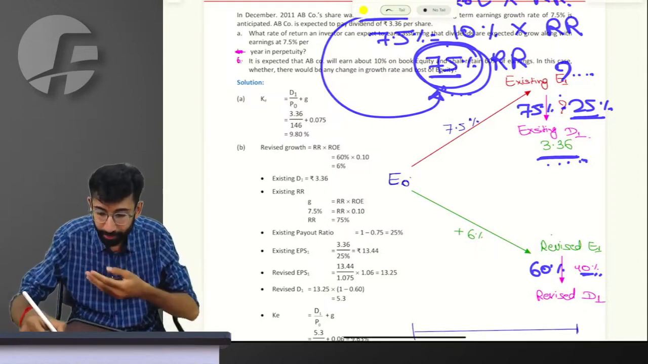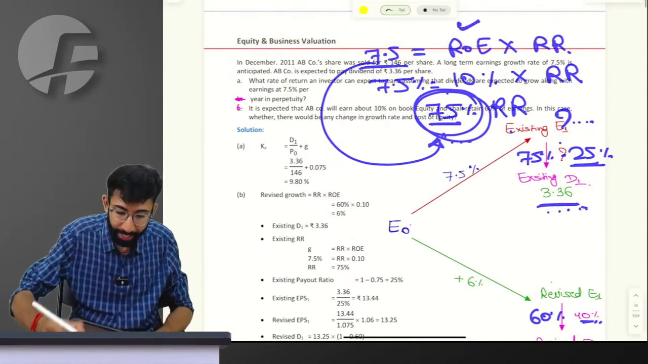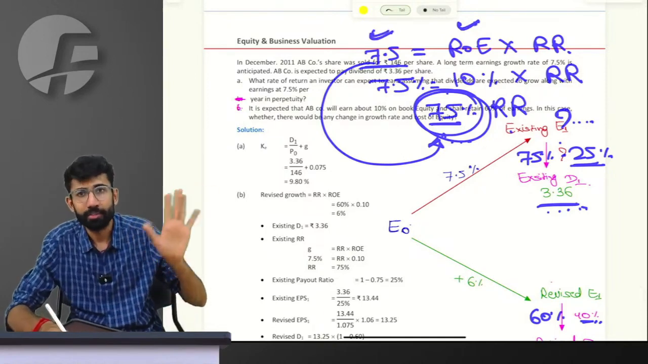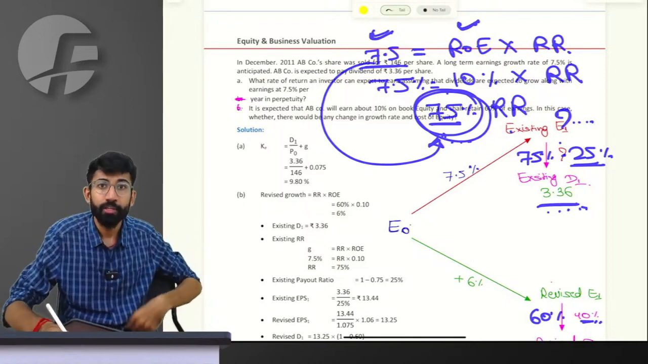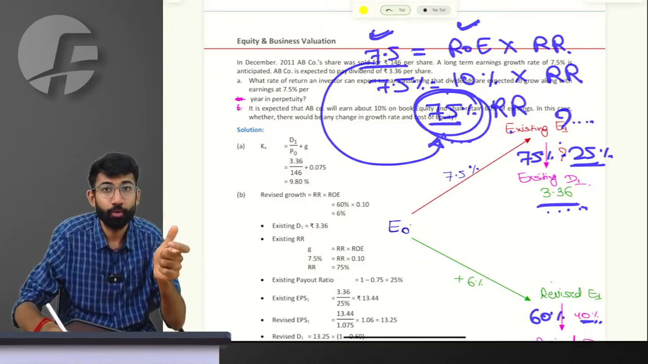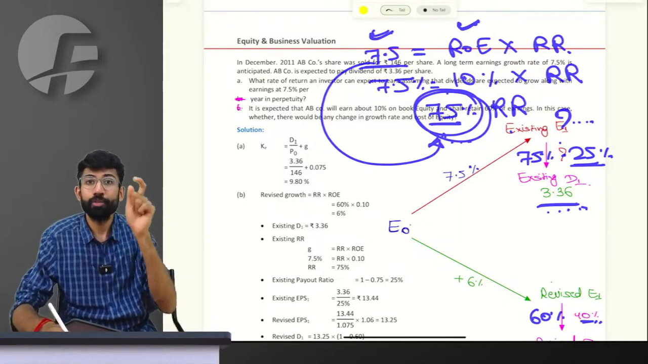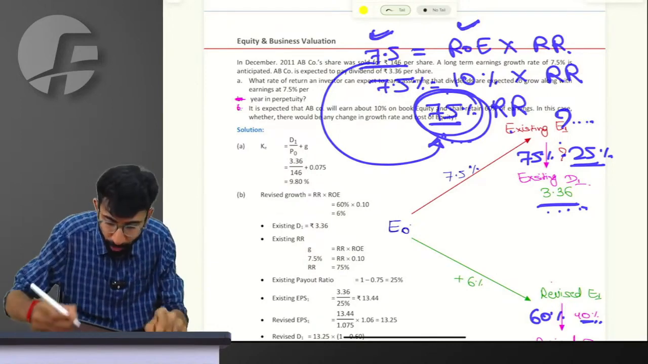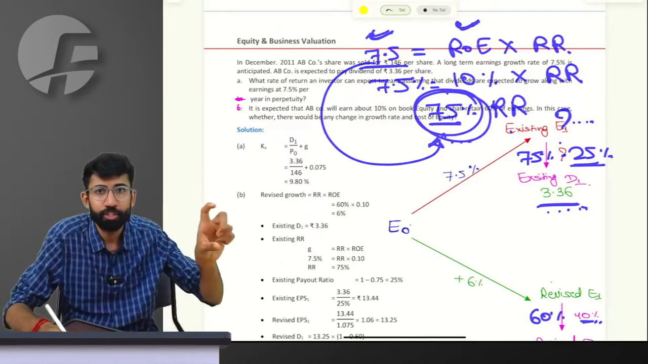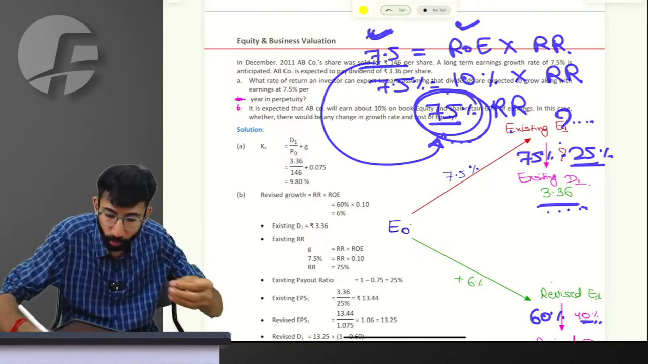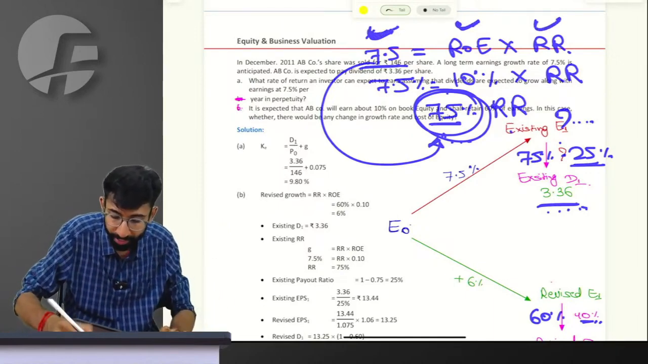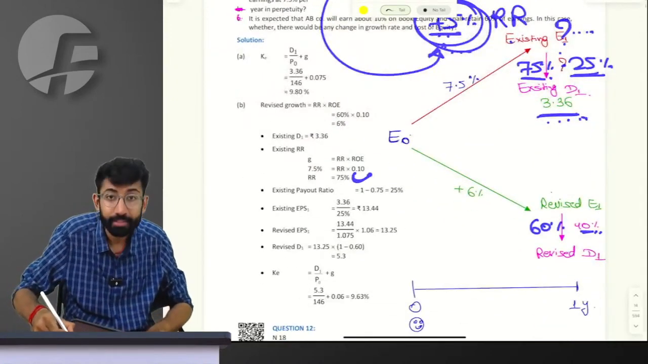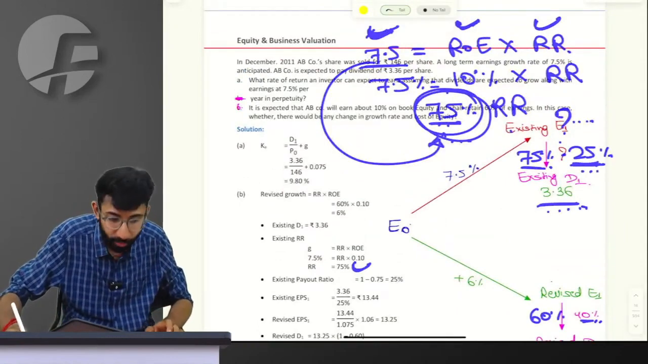If I have ROE with me, and the existing growth, ROE does not change. Is it in your hand to change ROE? No. You cannot very easily change ROE, but the dividend policy, which is the payout ratio and retention ratio, you can change. That's a matter of policy, that's your decision. So if ROE does not change, and existing growth is based on the existing retention ratio, the existing retention ratio is 75%, and the existing payout ratio is 25%.